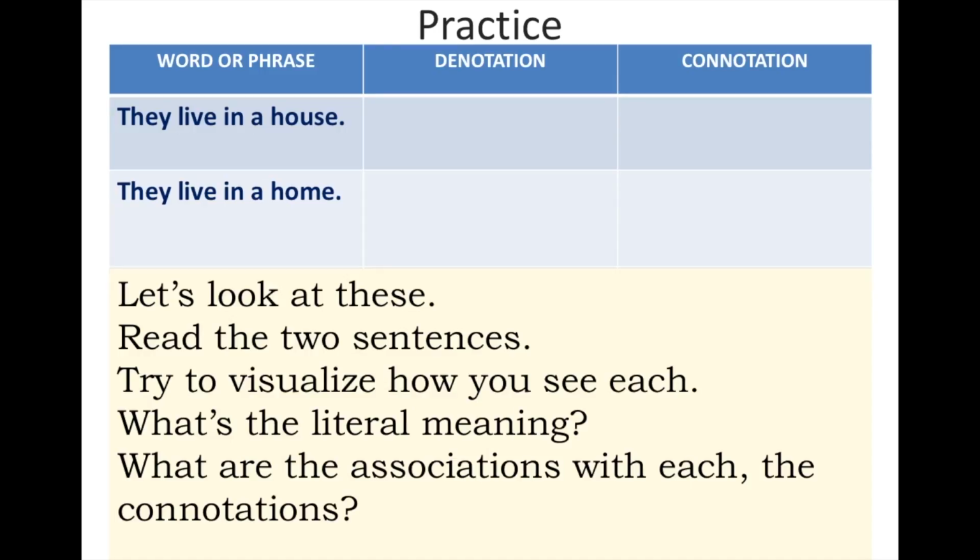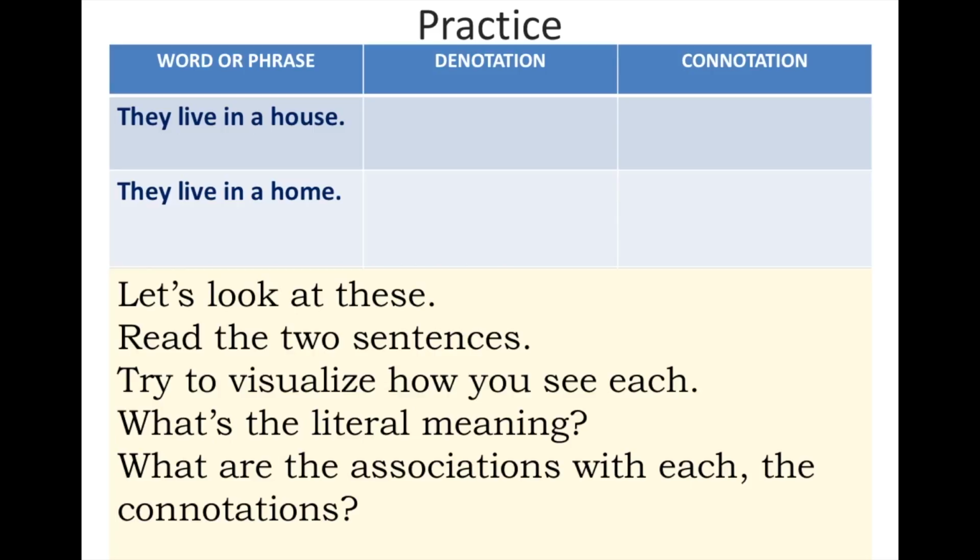Let's take a look at this. What associations do you have to the word house? How is a home different? Look at the denotation and connotation of each sentence in the chart. Which is more positive? Which is a more comfortable place to live? See how the meaning shifts and makes home more of a positive connotation?